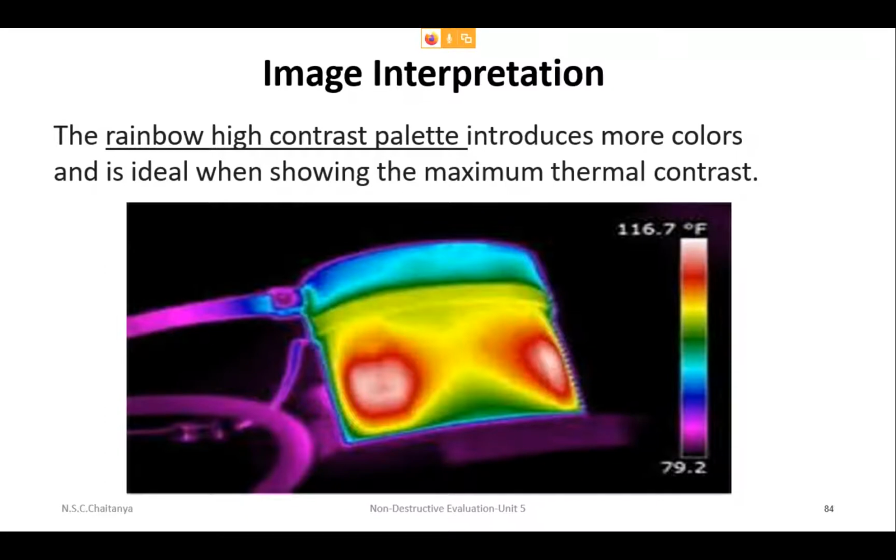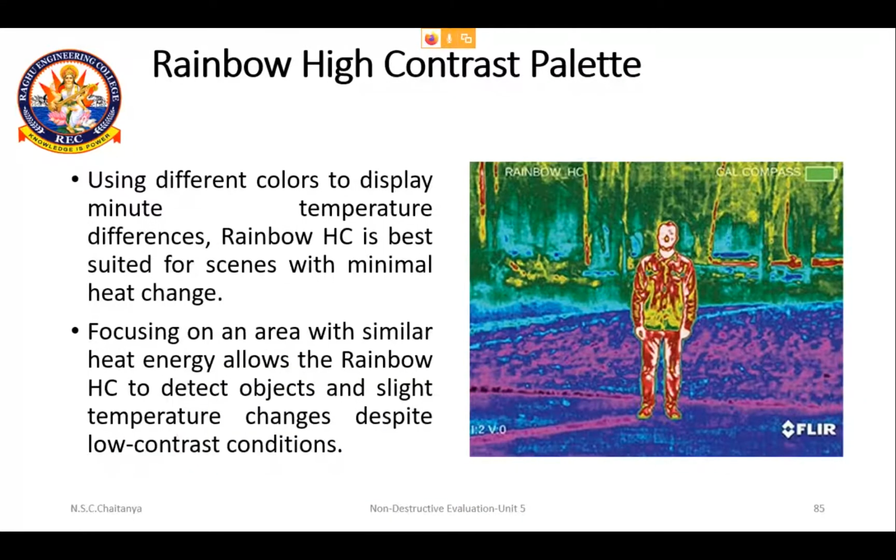In the next slide, we'll try to see the previous image that we have seen for the iron bow palette. When it is colored with the rainbow high contrast palette, what will happen? Let us see the result in slide number 85. This is what happens when we use the rainbow high contrast palette. The same image, which was previously colored using the iron bow palette, is now colored with the rainbow high contrast palette, and you can see the variation in the image.